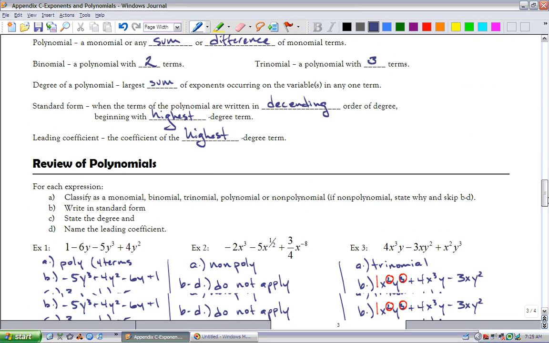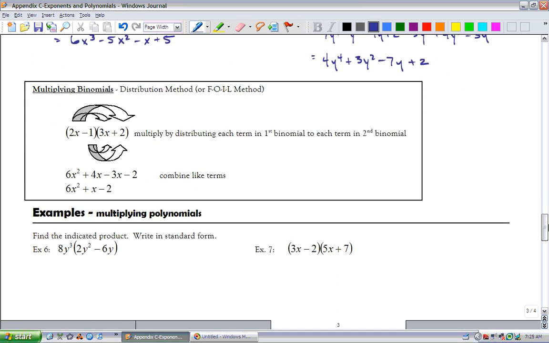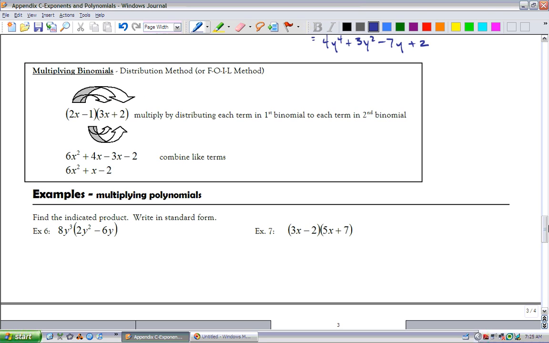Alright, multiplying polynomials. You should be familiar with this, mainly the FOIL method. I won't be particularly excited about using the FOIL method here. We'll look at the distribution method, but the FOIL method is what people tend to like because it's a nice acronym. FOIL stands for first, the first terms in each binomial.